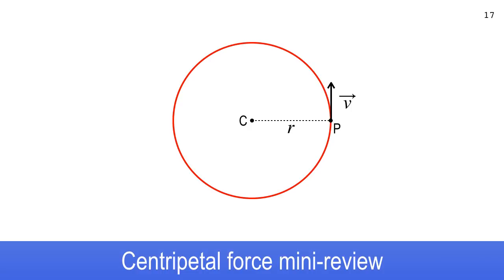All right? So here's your circle. Go ahead and draw a circle, radius R. And I put my object at point P. So we're going counterclockwise on this circle. And so the velocity vector at point P is straight up.